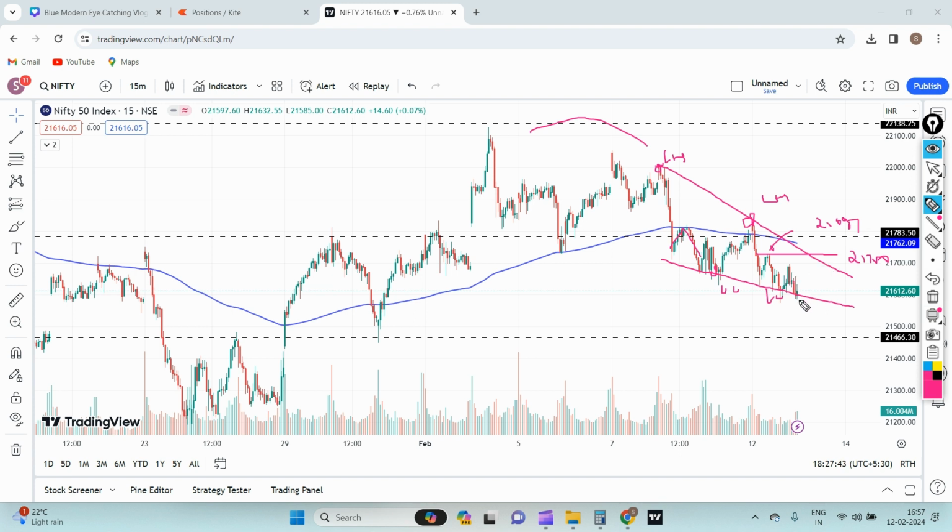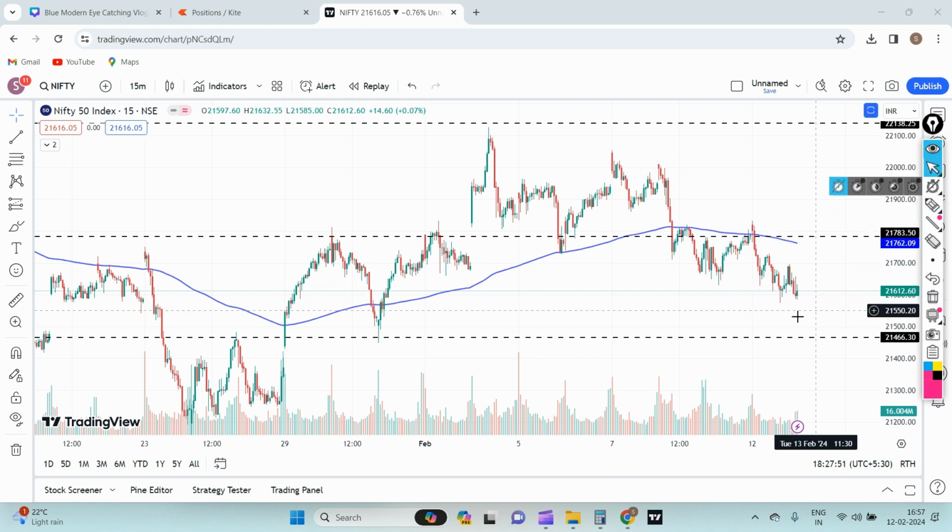From there we have seen almost a crackdown till the low was around 21,570. As per the open interest, we have decent put writing with respect to 21,600, and the major put writing is around 21,500. So the important levels to watch out for are these 2 points.